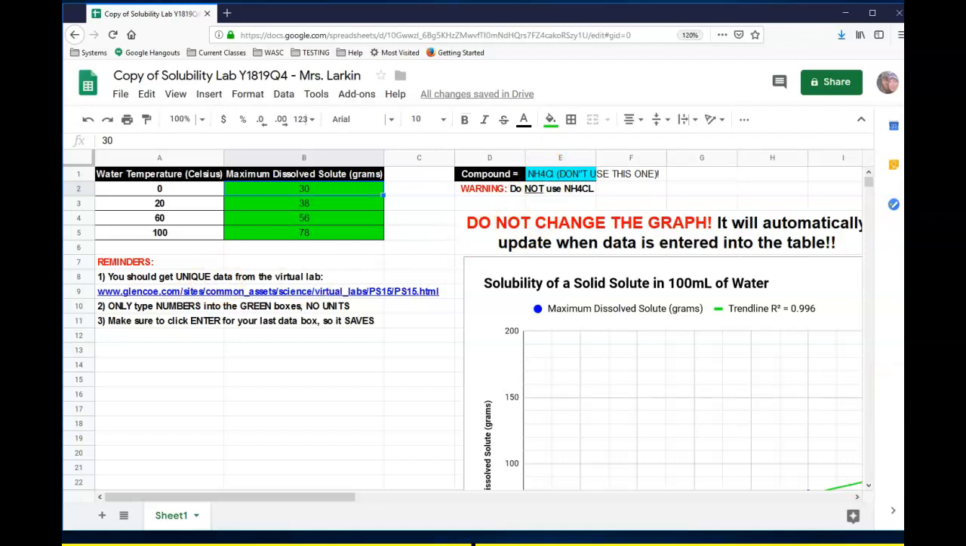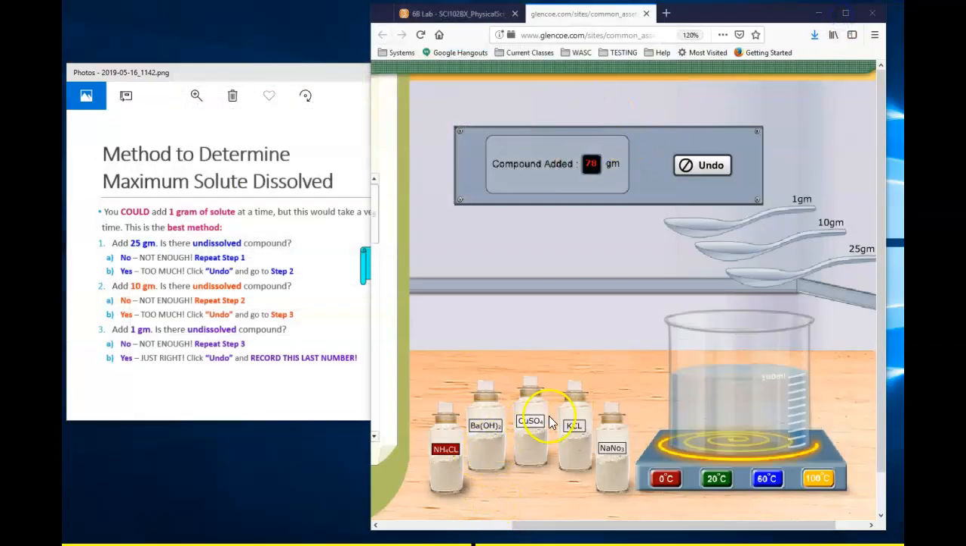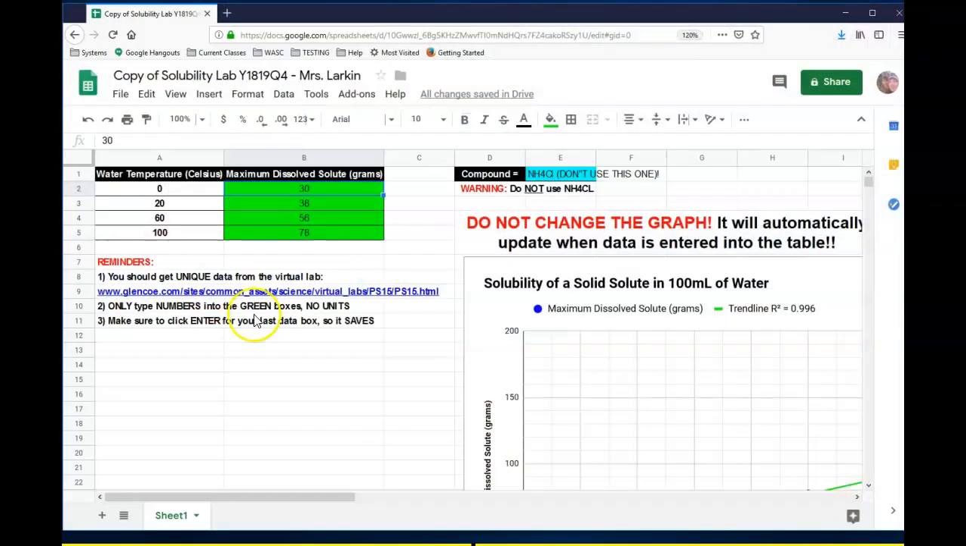You can use any bottle except for the first one. Exactly, Dree. So you can use the second, third, fourth, or fifth bottle. Just do not use the first one. And then make sure that you click enter. A lot of you are losing points, just so you know, on this last box because you type something in and then you don't press enter and it doesn't save it. So make sure you always press enter so that you actually save that last box. Smiley faces if that makes sense. I have that reminder here, but always click enter out of your last box so that you get credit for it.